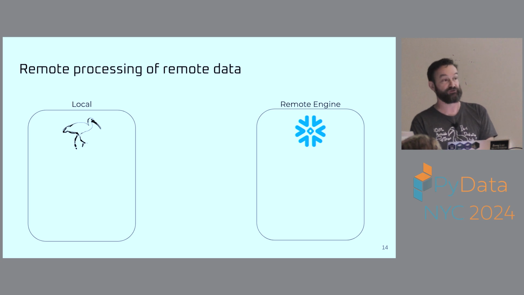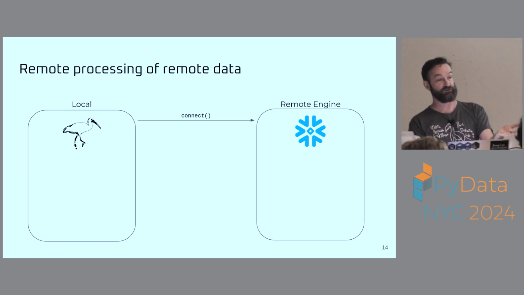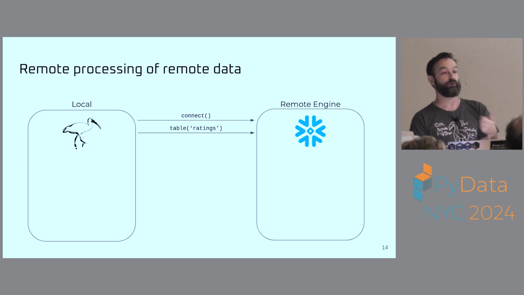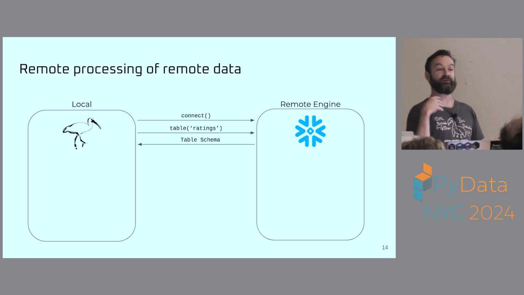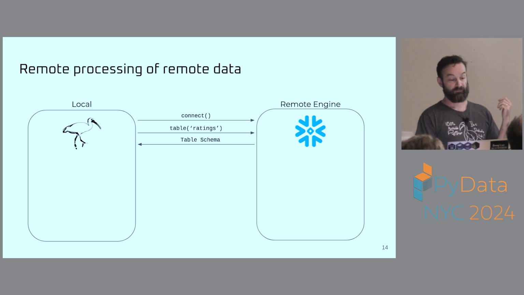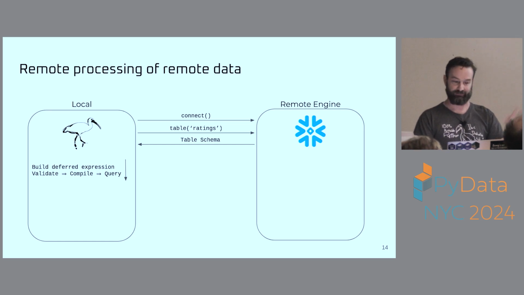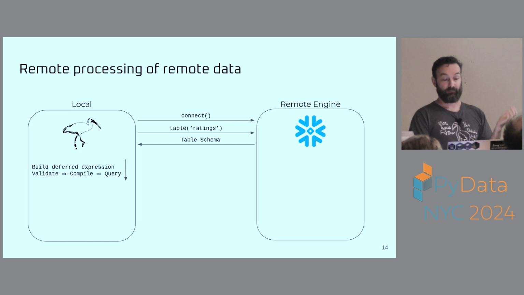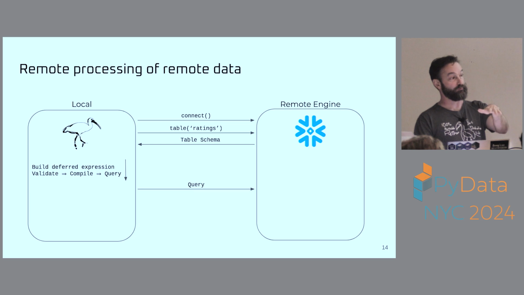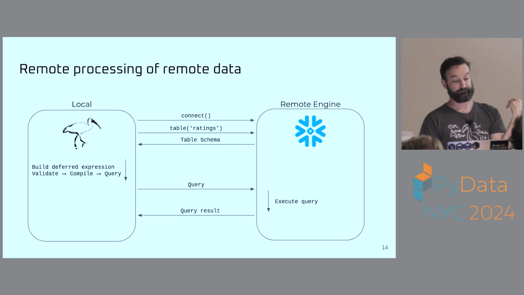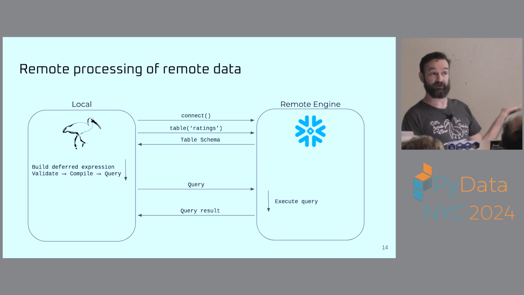And this can be really, really nice when your data are somewhere else. So in this case, for instance, we might connect to that engine, just ask, hey, do you have a table called ratings? And what we get back from the engine is only the schema of the table, right? A description of the column names and the data types. From there, on your client side, you can build up this deferred expression, you can validate it, compile it to whatever you need to compile it to, more on that later, and you get a query out of it. Then we send the query to the actual engine, the engine executes the query, and then we pull back the results.